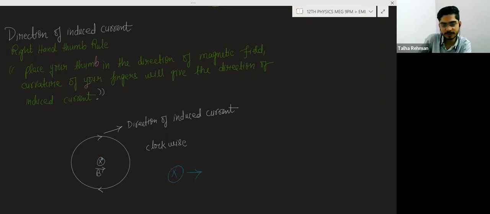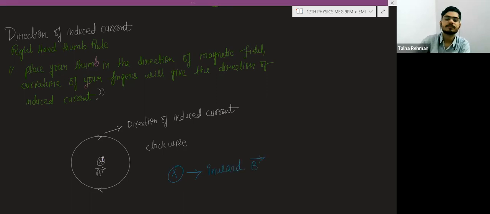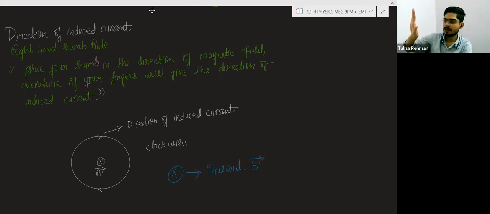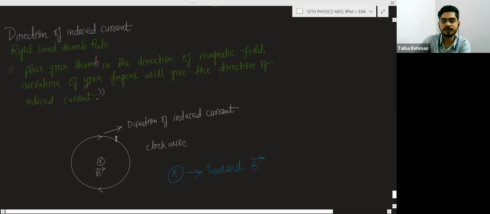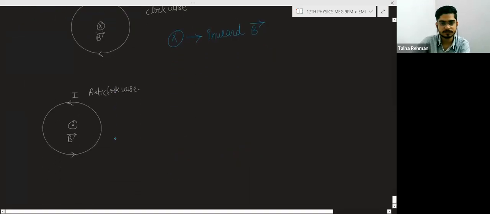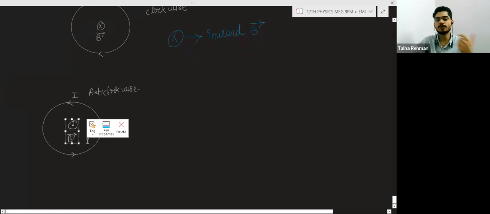Cross means inward magnetic field. So place your thumb in the direction of the magnetic field and curl your fingers. You will get this direction, meaning clockwise. The induced current will be clockwise. Here the induced current will be anti-clockwise because the magnetic field is in the outward direction. So you will do it like this.